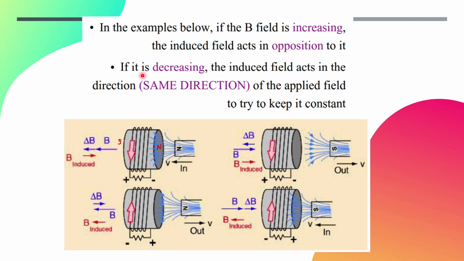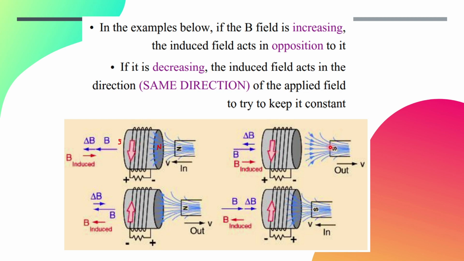Look here. If it is decreasing, when the magnetic field is decreasing, the induced magnetic field will act in the same direction as the applied field. Now look, the direction of the applied field. So this is the direction of the applied magnetic field. So the direction of the field is like this.